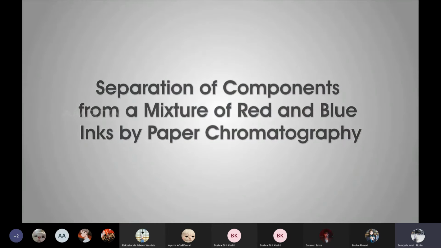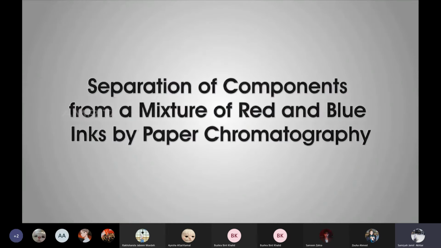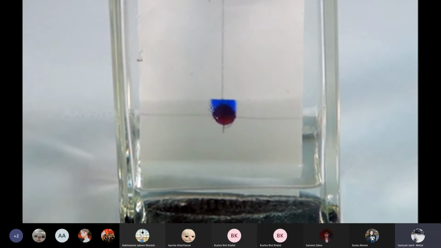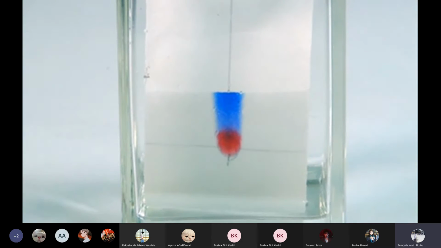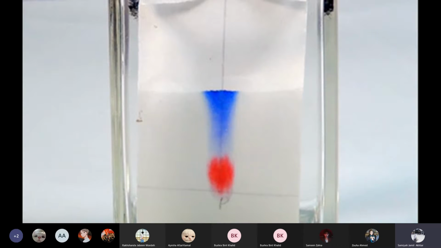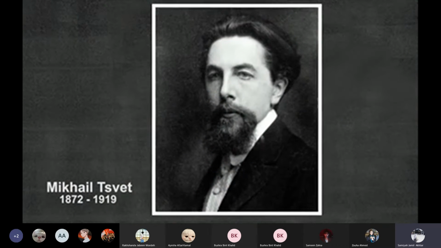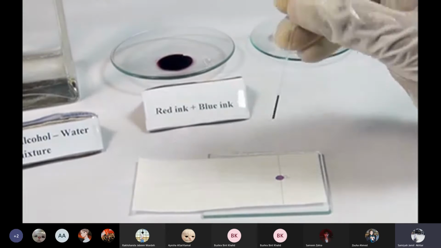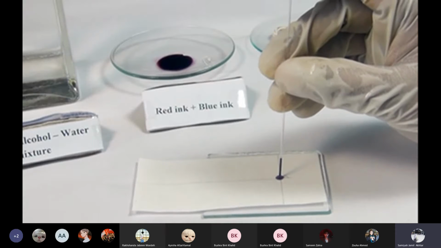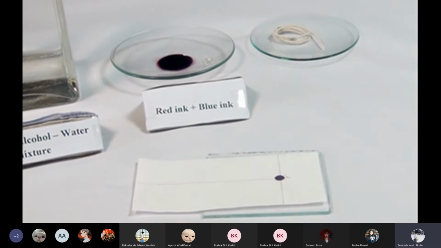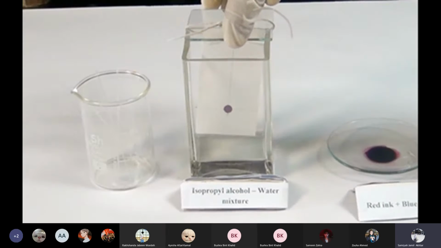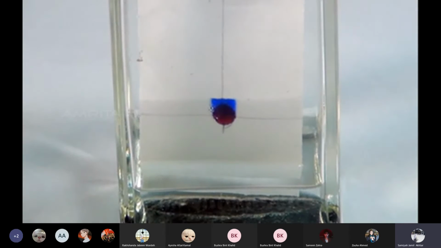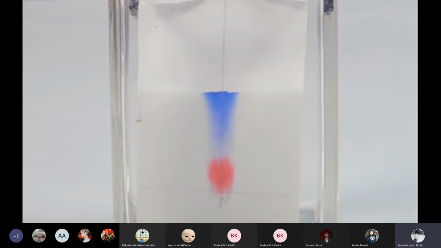Separation of components from a mixture of red and blue inks by paper chromatography. Chromatography is one of the most important separation techniques and is extensively used to separate mixtures and their components. It was first employed by the Russian scientist Mikhail Svet. In the paper chromatographic technique, the mixture of substances is applied onto a Whatman filter paper strip in what is called the stationary phase. A pure solvent or a mixture of solvents is allowed to move slowly over the stationary phase. This moving phase is called mobile phase.